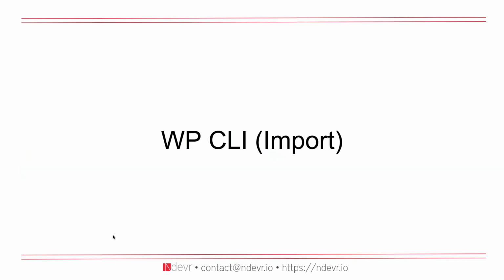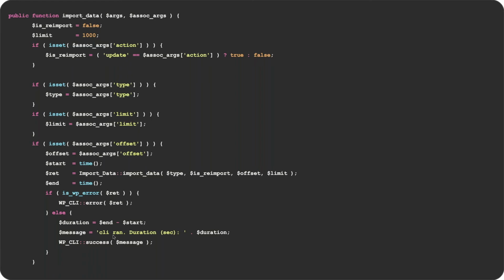Some examples of the WP CLI: this pretty much does the bulk import as well as the partial imports. You have different options to do it. You can flag it to update, or specify which content type you want to do, or set up the limits, and the offset where you want to start. Pretty much you're calling the import data, which we'll look at in later slides, and it gives you the time that it took to run.